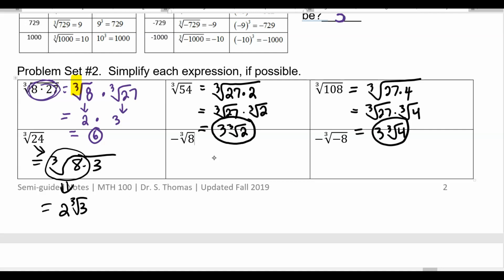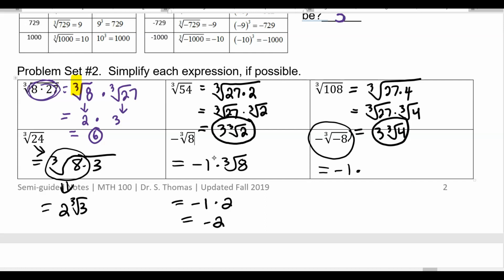Alright, what about the negative cube root of 8? Again, that's the same thing as negative 1 times the cube root of 8. We know that the cube root of 8 is 2. So our final answer here is negative 2. Then we have the negative on the outside.